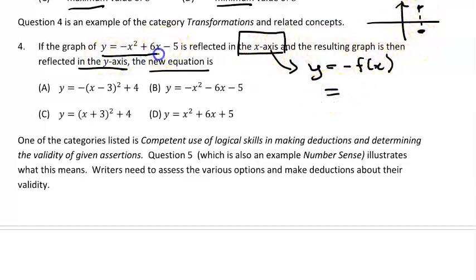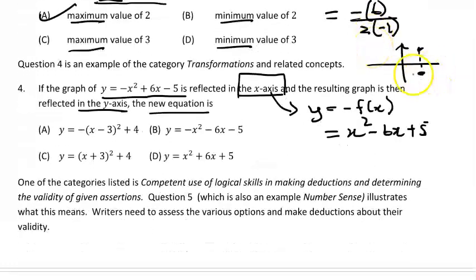So let's change all the signs in this particular function. It'll be x squared minus 6x plus 5. Now the resulting graph is then reflected in the y-axis. Let's say the point goes from A to A primed, and now it's going to go across the side. So it'll be A, let's call it double primed.